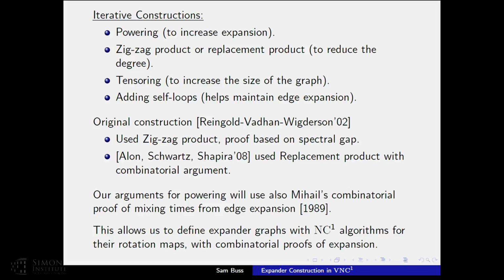We're going to use a couple of techniques from subsequent proofs. The replacement product is something similar to the zigzag product, and it was proved to be correct with a combinatorial argument that avoided the spectral gap. And we're also going to use Michal's combinatorial proof of mixing times for handling powering. And the net result is we have an NC1 algorithm for defining expander graphs, in particular defining rotation maps.